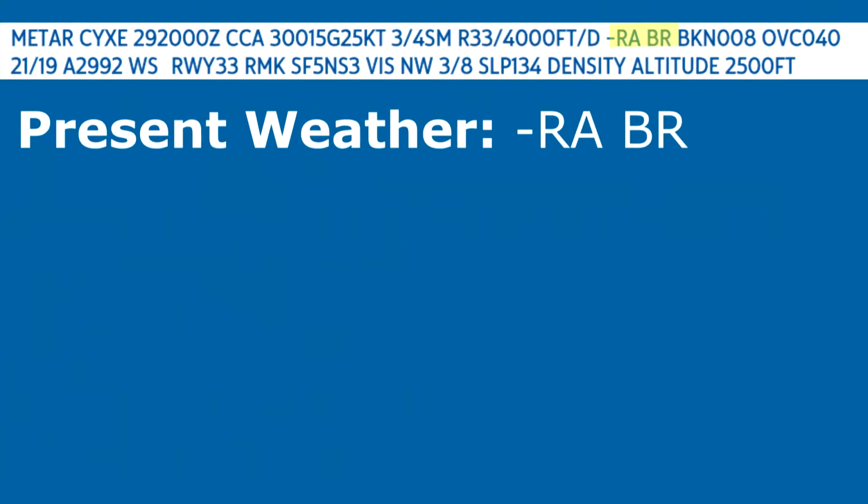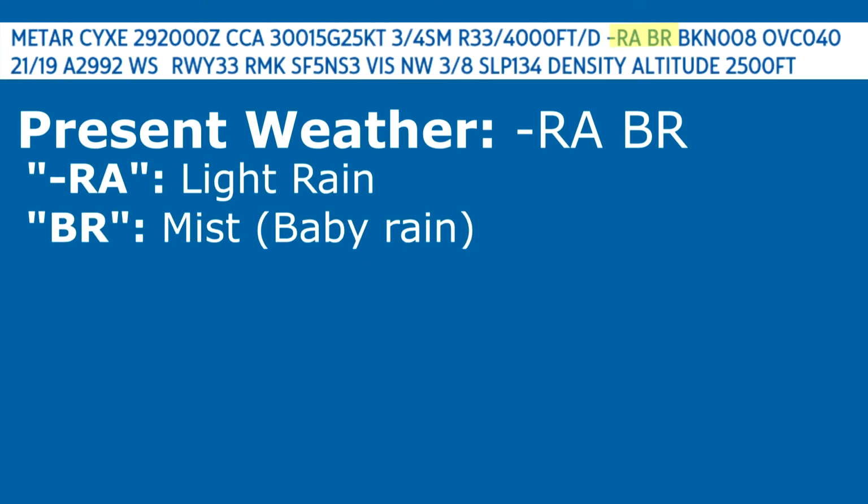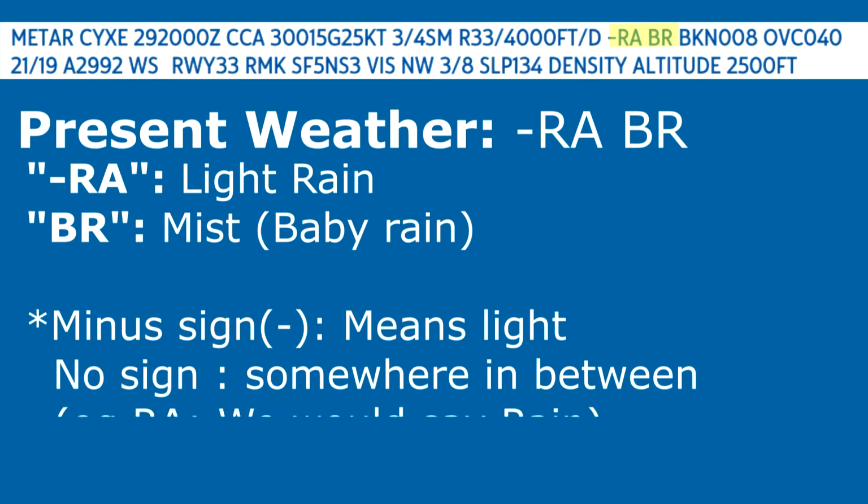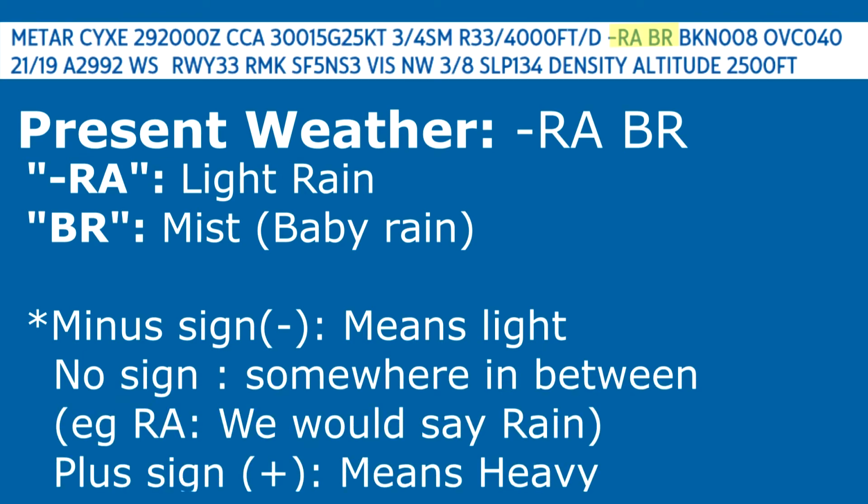Moving on, this is the present weather that we can see at this specific airport. In this case, it says light rain and mist. The dominant weather phenomenon is always reported first, and in this case the dominant weather phenomenon is rain. It's associated with the minus sign, which means light rain. If it had nothing in front of it, it would just say rain, and if there's a plus sign in front of it, it would say heavy rain. And the next part of it, we can see BR, which is associated with mist.